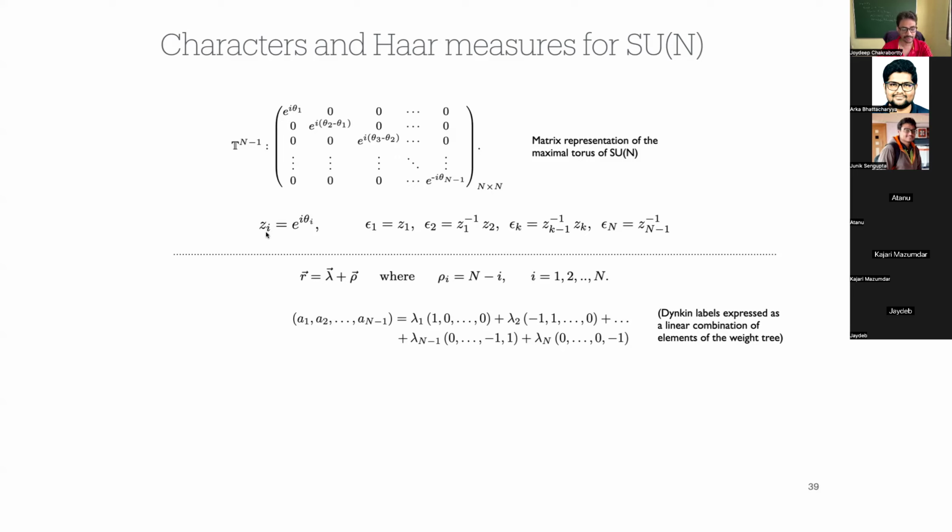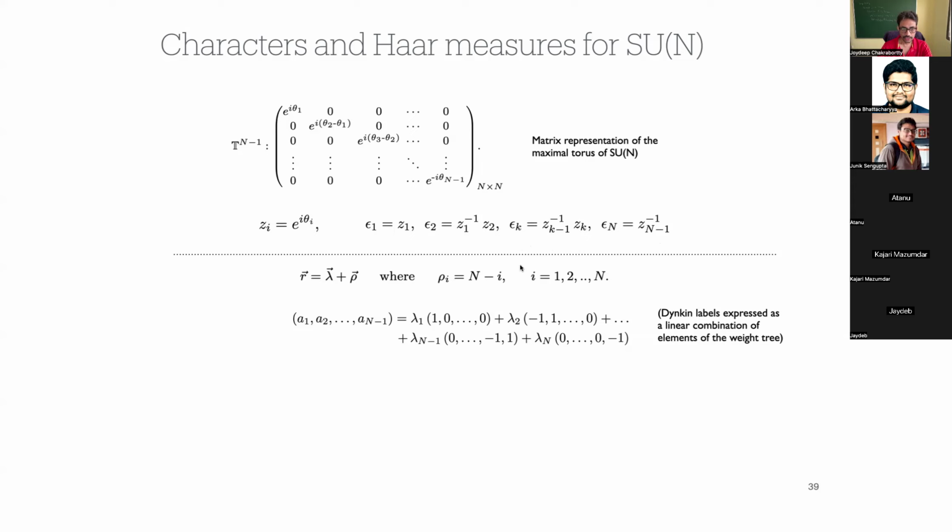Similarly to the way we defined it, Z is e to the power i theta for U(1). Now you have multiple U(1)s and each has its own theta i. So Zi equals e to the power i theta i. That's why the first element epsilon 1 is your Z1, but epsilon 2 is Z1 inverse Z2, and so on. And the last element is Z(n minus 1) inverse. Though you have n epsilons, not all of them are independent. The independent coordinates are n minus 1, and that's why we have n minus 1 Z's. In this way we can translate our epsilon basis to Z basis.